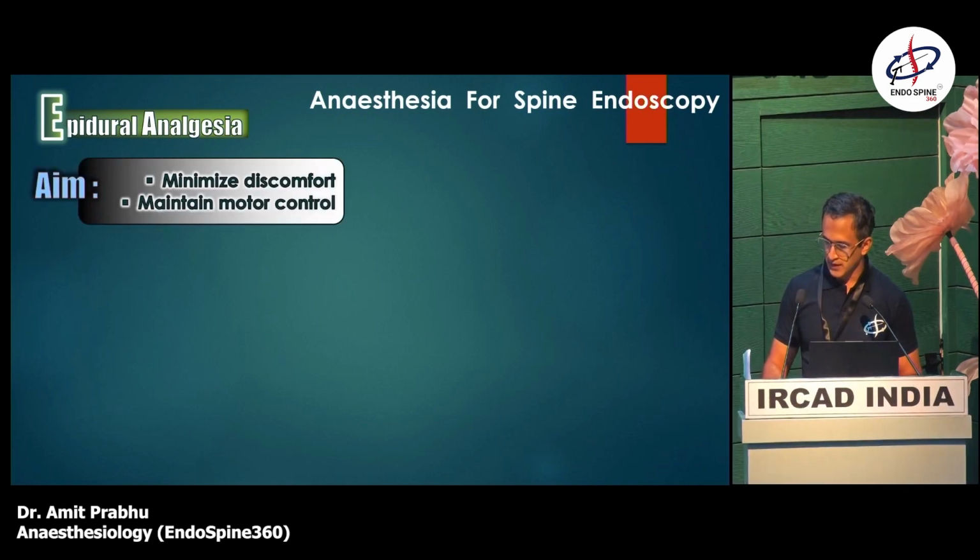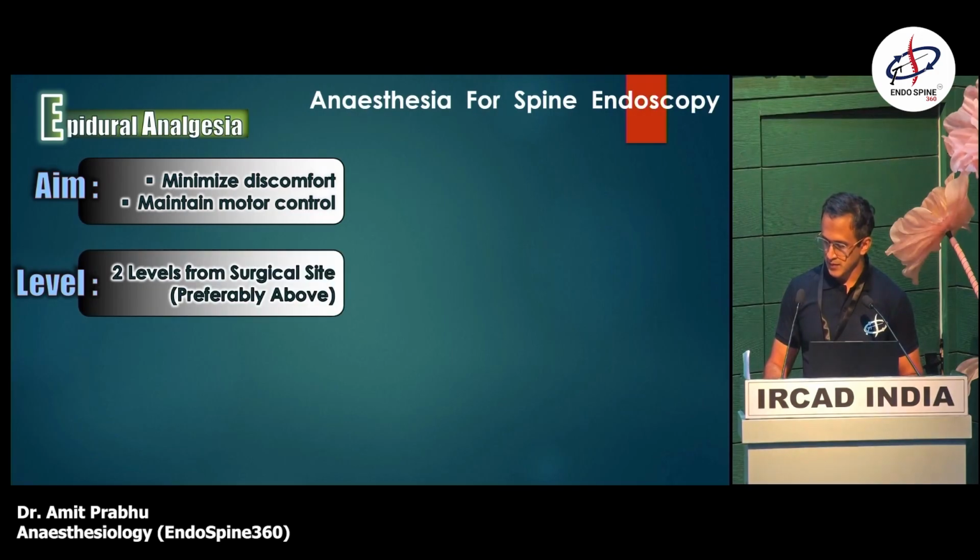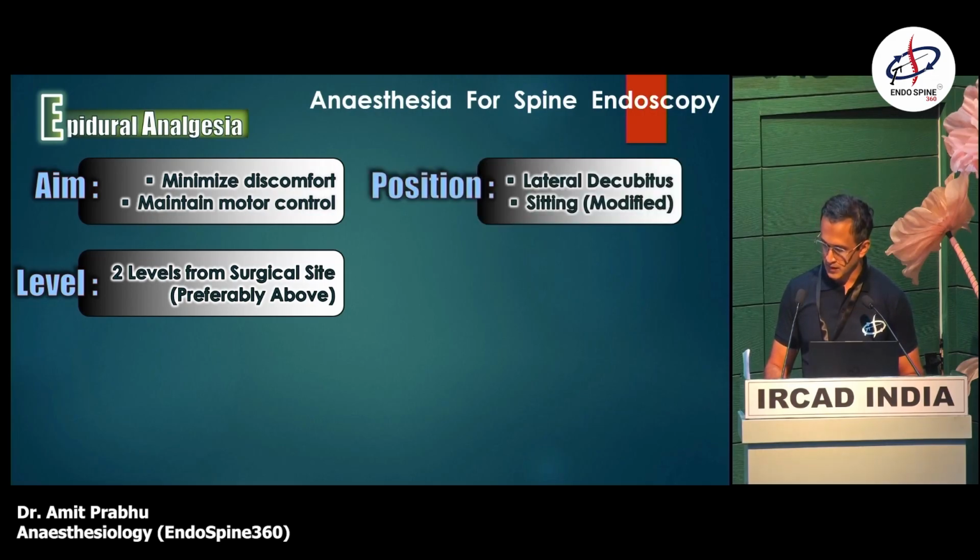Now coming to epidural analgesia where the aim remains the same, minimize discomfort while maintaining the patient's motor control. Usually we place the epidural catheter 2 levels above the surgical site, but this is not a hard and fast rule. The position that we place the epidural catheter is either lateral decubitus or a modified sitting position in which we make the patient sit at the edge of the OT table, legs hanging down and feet supported by a stepping platform.